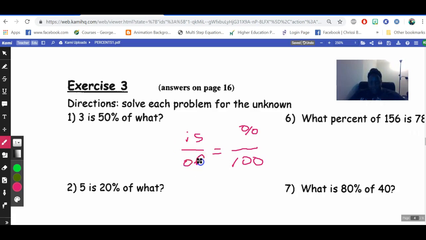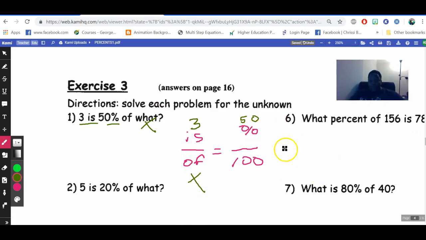So let me show you how this works. This is a key, and this key will help you figure out where to put every number in order to solve the problem. Taking a look at the first one, it says 3 is 50% of what number? Now look, 3 is. So that means 3 is going to go here. 50%, see that? Guess where that goes? Right over here with the percents. Of what? What means x. That's the number that you're trying to find out. So I'm going to put an x right here.